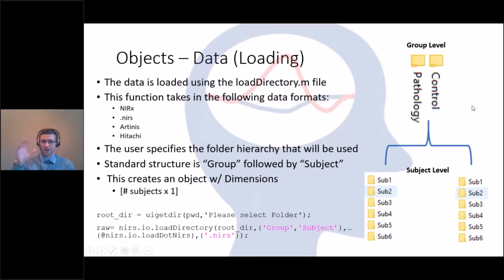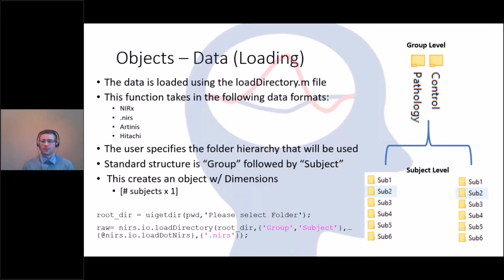What I want you to picture is that what's really nice about the toolbox is you can structure your folders however you like. For most types of studies, especially if it's between groups, you have a group level and then a subject level. In my case, I put together a fake folder format here for you. I have a control group and a pathology group. Within that, I have 6 subjects, and that's my subject level. Within the subject folders, I have my experimental data, my raw data.